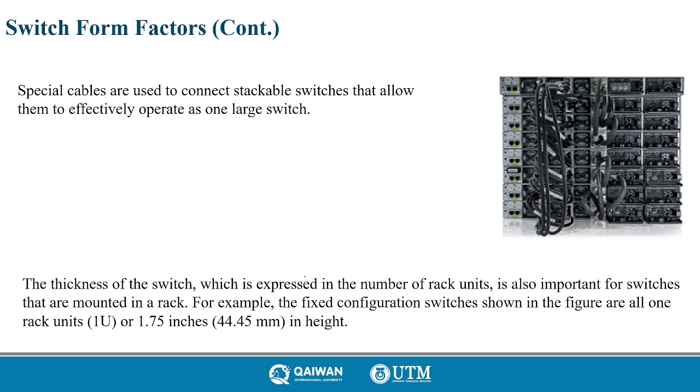The thickness of a switch, which is expressed in the number of rack units, you need to consider very well. It's also important for switches that mount in a rack. For example, the fixed configuration switches shown in the figure are all one rack unit. Okay, and one rack unit is 1.75 inches or 44.45 millimeters in height. So you need to make sure that you know that one rack unit is 1.75 inches or 44.45 millimeters.